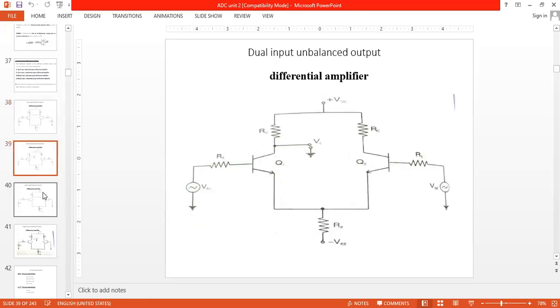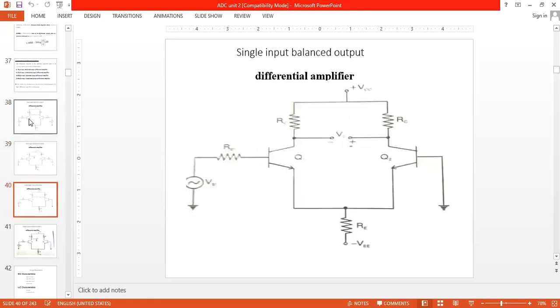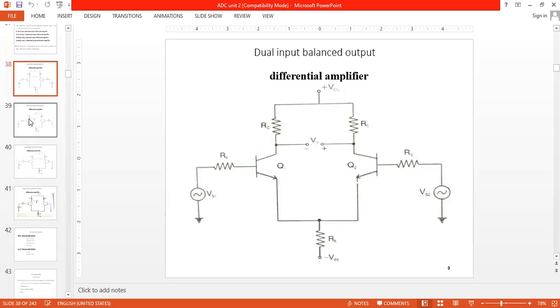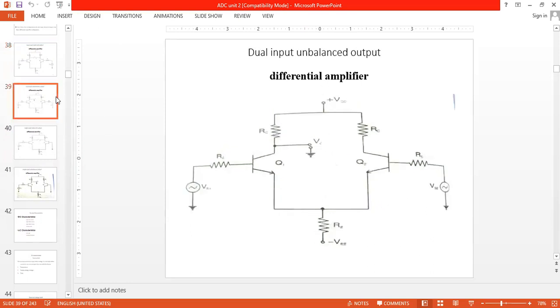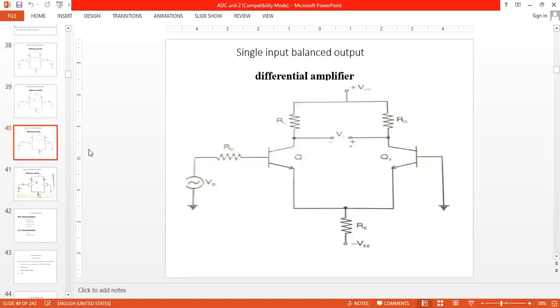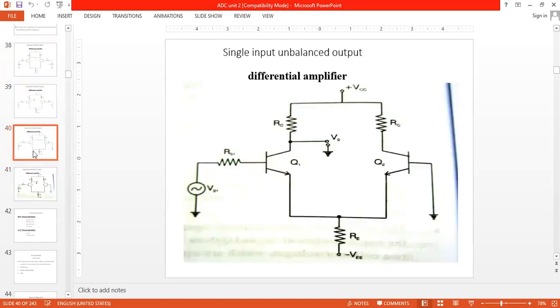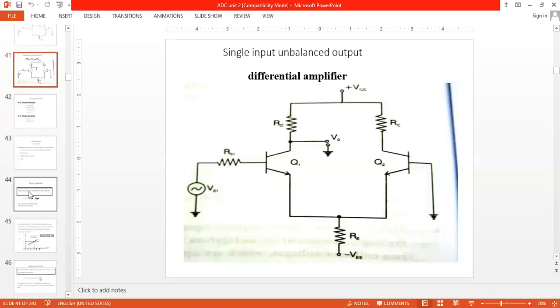So let's see one by one. This one is dual input balanced output. We have given two inputs, and the output is taken across both ends. So dual and balanced. Next, we are giving two inputs, but taking one output from one end, so that is dual input unbalanced output. Same for single input balanced output and single input unbalanced output.